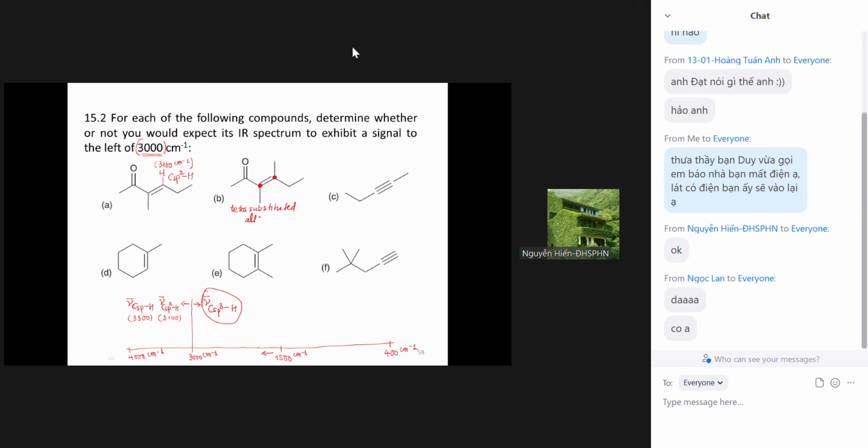Tetrasubstituted alkene. So you don't have any CsP2H. So we don't have, in this case, you have only signals below 3000. So to the right, not to the left.